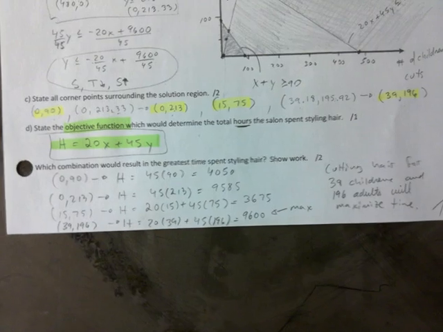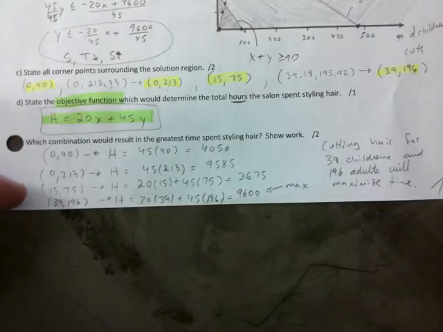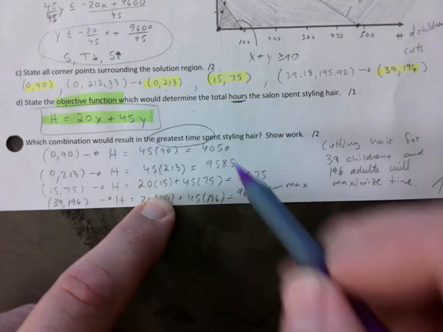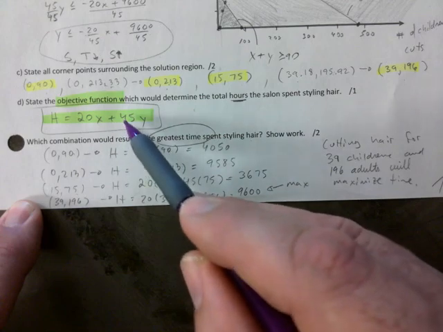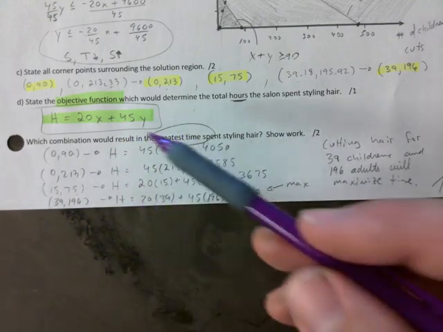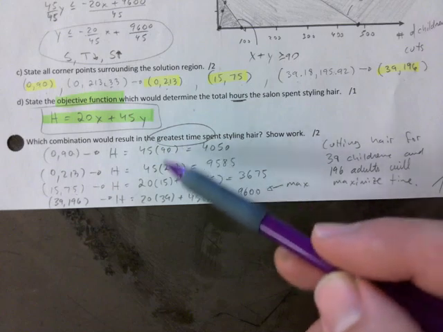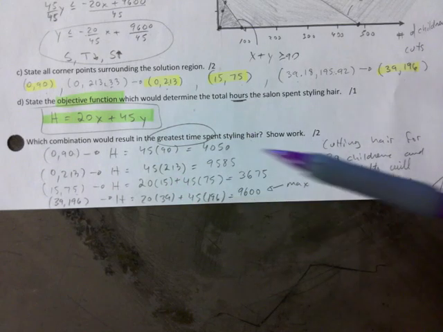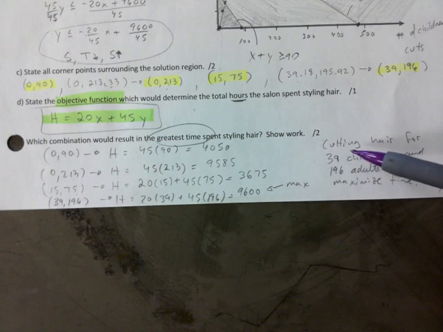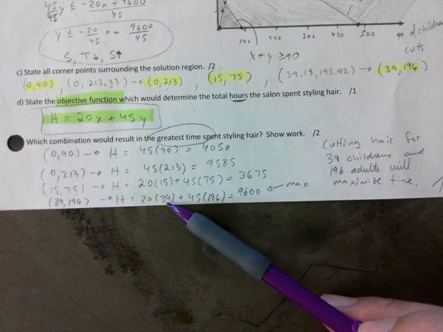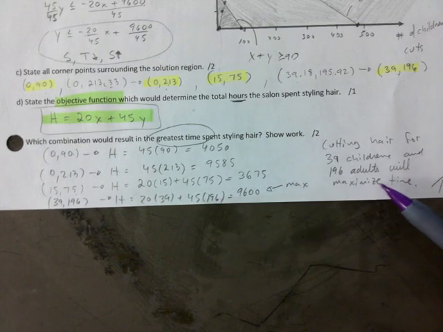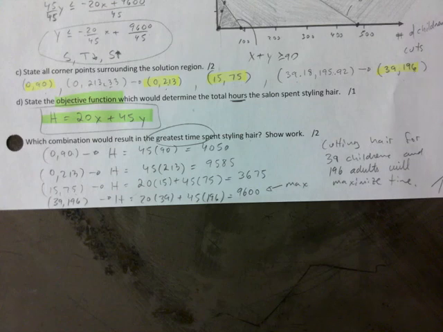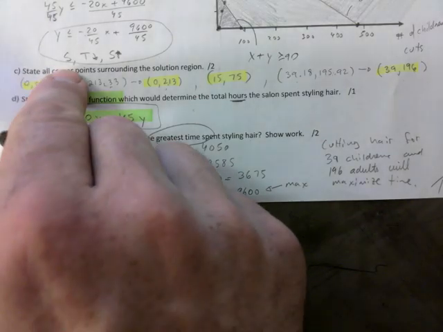And then once you've done that, when I ask you what's the greatest time spent styling hair, you take all your corner points and plug them in. Some of you got this wrong, but I saw that you were plugging your corner points in, and the max is 9600. So really 39 children's haircuts and 196 adult haircuts will maximize the time. Okay. Phew. Lots of work on this one, I know.